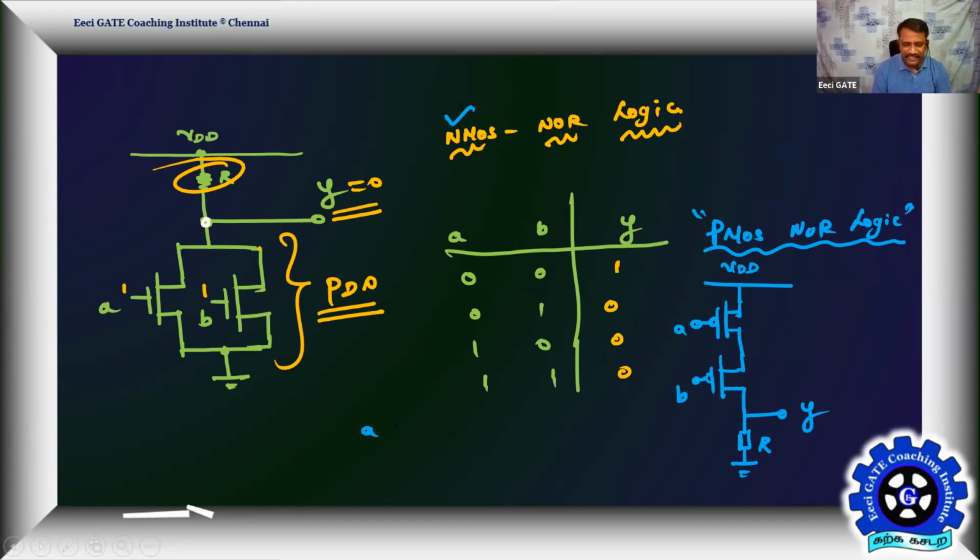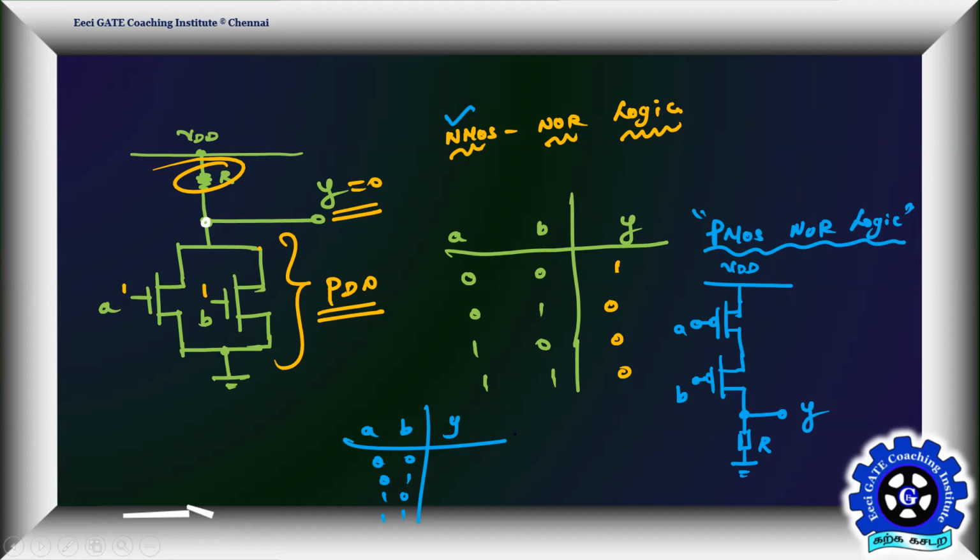Now let me check with the table A, B and Y. Tell me 0 0, 0 1, 1 0, 1 1. Tell me what is happening to Y. Tell me when Y will be pulled up to logic 1. When both are 0. Yes, when both are 0. Rest of the conditions, Y will be automatically 0. Yes, wonderful.